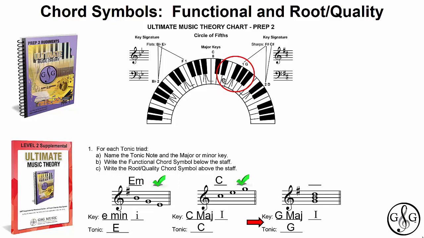Write the root quality chord symbol above the staff. So the root is G, and it is major, so we're not going to add an M or anything else. It's just simply major, so that is the root quality chord symbol above the staff.